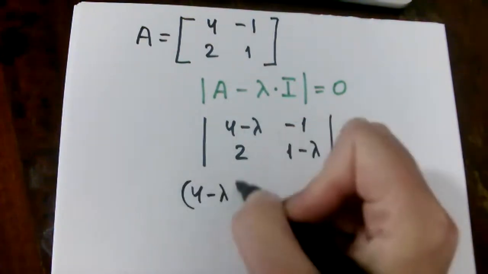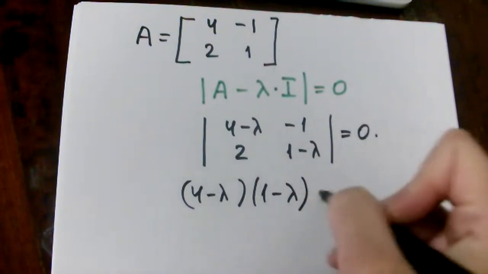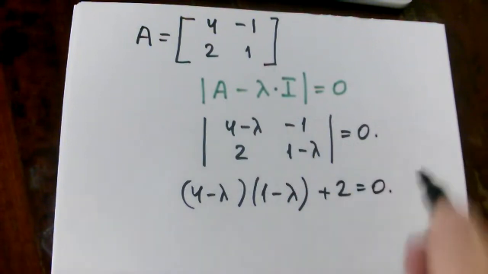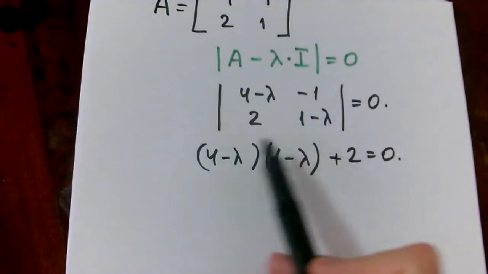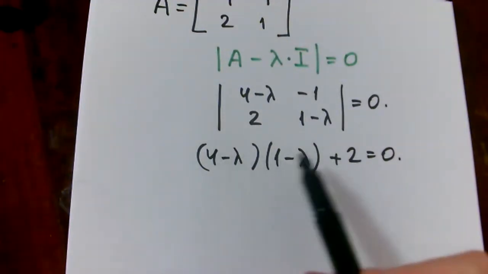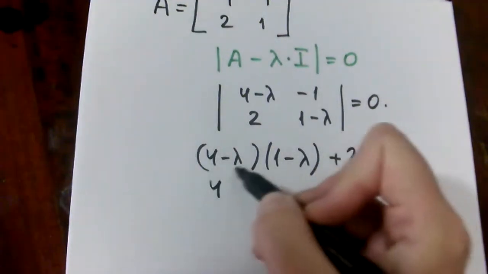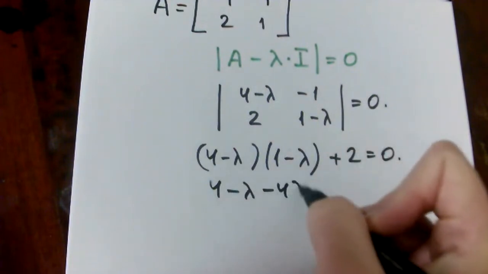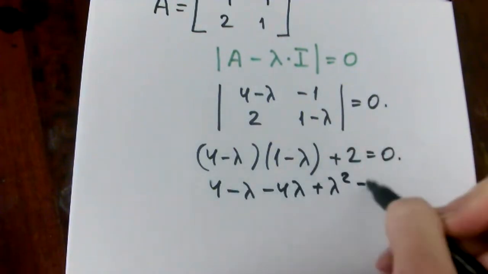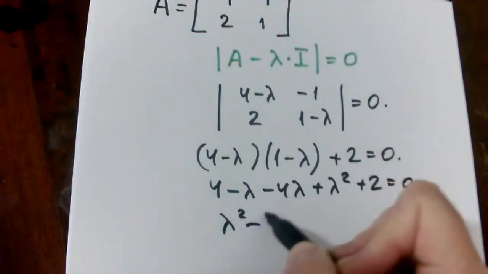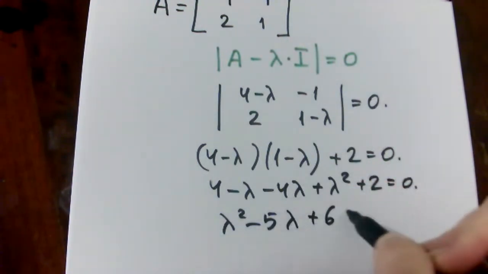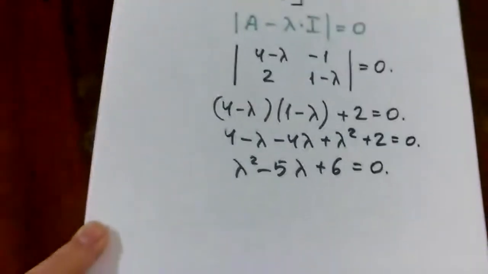So (4 minus lambda) times (1 minus lambda) plus 2 is equal to 0. And this is just a quadratic equation. You don't need to bother about factorizing or something. Just do the multiplication. It's the easiest way. 4 minus lambda minus 4 lambda plus lambda squared plus 2 is equal to 0. And finally, lambda squared minus 5 lambda plus 6 is equal to 0.